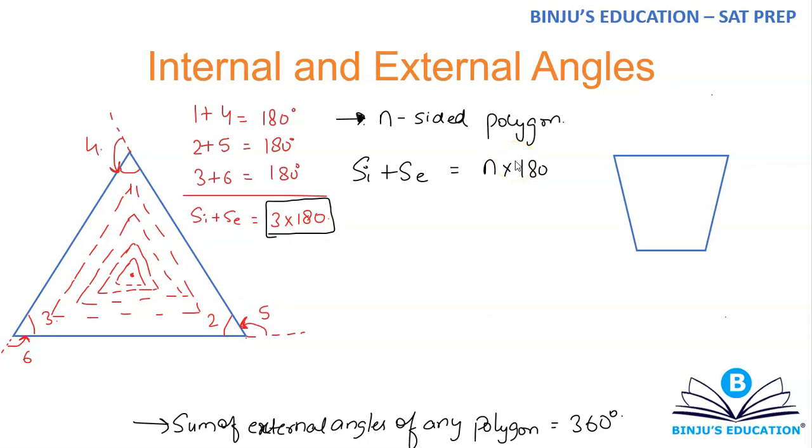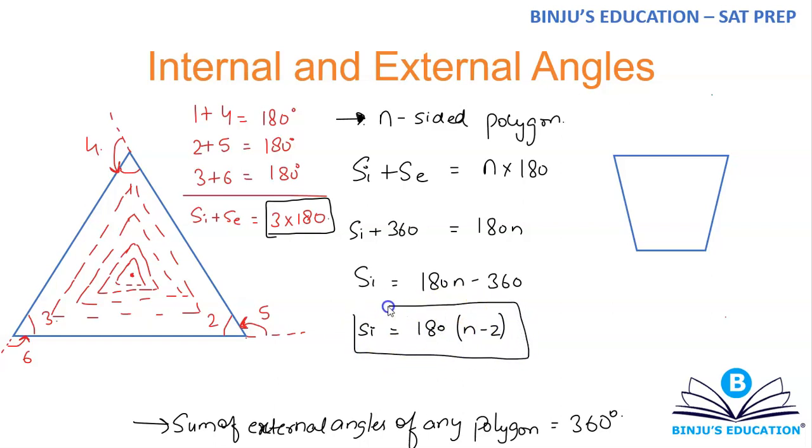Now I know that the sum for external is constant. So I'm going to write sum for internal plus 360 is equal to 180n. Or I can say that sum for internal will become 180n minus 360. So sum for internal, you can take 180 common, and this will become n minus 2. So for an n-sided polygon, the sum of internal angles is (n minus 2) into 180 degrees. So this is the formula which you need to remember.